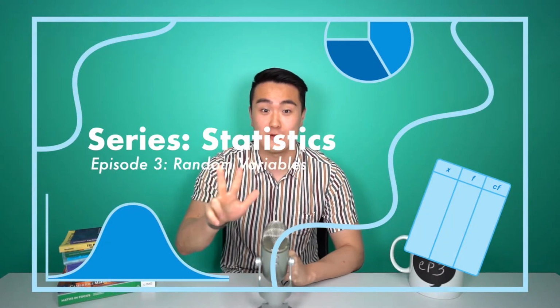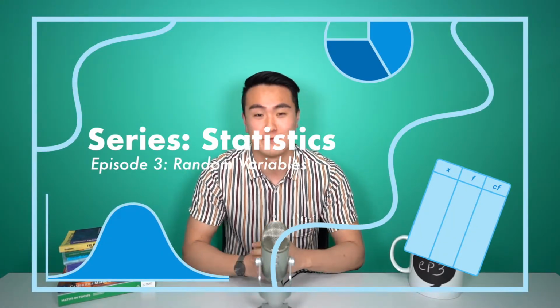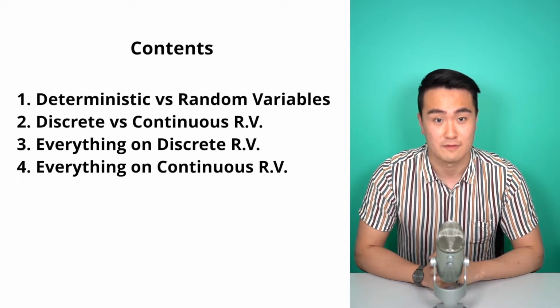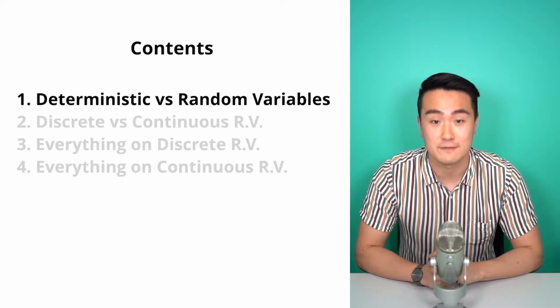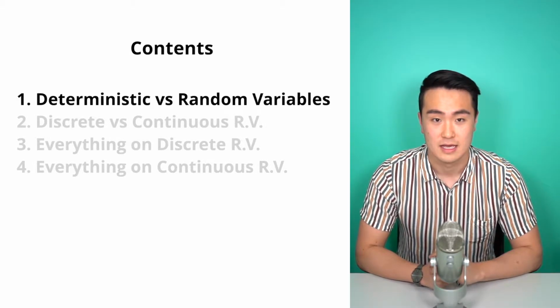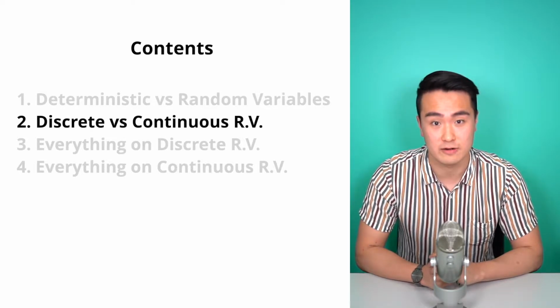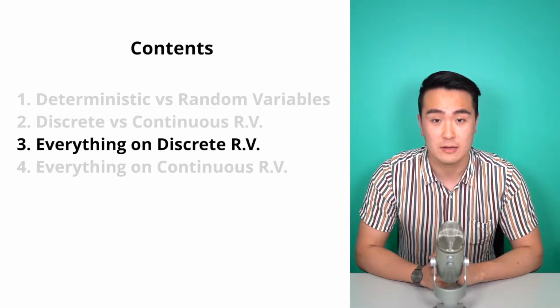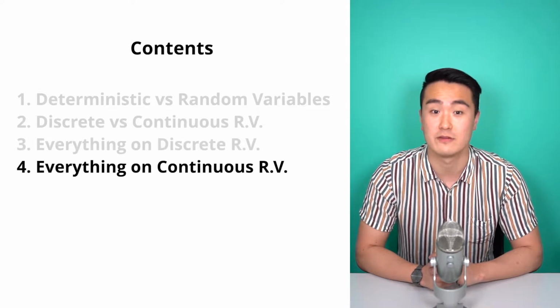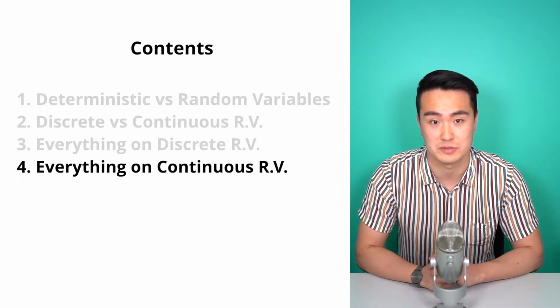This is episode number 3 and we'll be dissecting random variables. In this episode, we'll be dissecting 4 major topics. Firstly, we've got to understand the difference between the 2 types of variables, deterministic and random. Then we investigate the 2 categories of random variables, discrete and continuous. Thirdly, we learn everything about discrete random variables, the notation, formula, and properties. And finally, everything about continuous random variables.